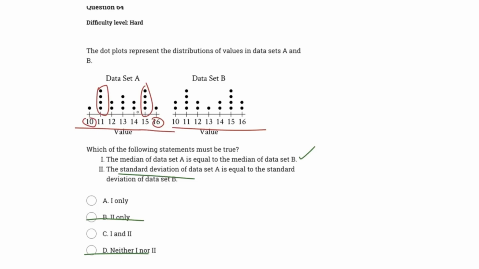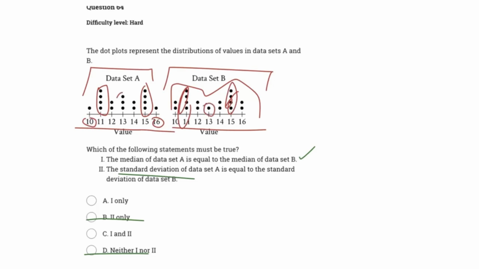Now, going back to standard deviation. Standard deviation is the measure of spread in the data. So the farther away a point is from the center, the greater the standard deviation. Even though they're both symmetrical, data set A and data set B look different, right? Data set B has the same number of points at 15 and 11, but only has 1 point at 13.